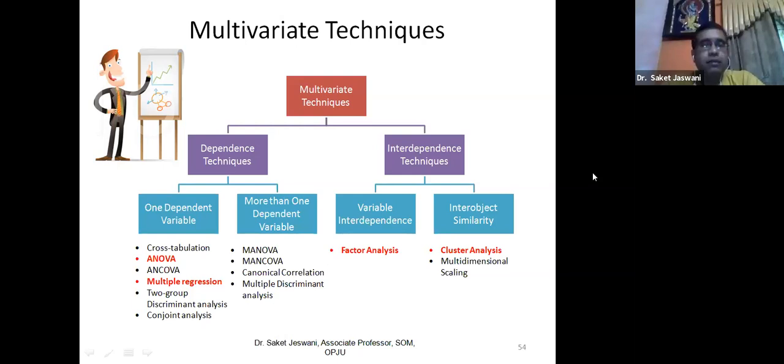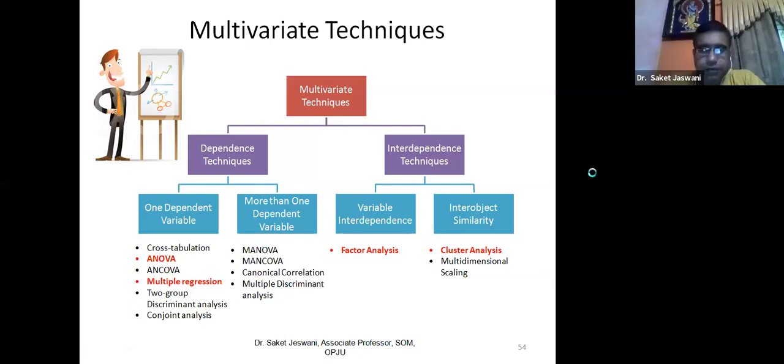Basically, when there is no dependence between the variables, we can cluster them. So in variable interdependence technique, factor analysis is used. And for inter-object similarity, when there is a similarity within the objects or within the variables, but they are different from other objects or other variables, we use cluster analysis or multidimensional scaling. Okay. So these are the various multivariate techniques. You can decide which technique, which test you can use depending on the variables.